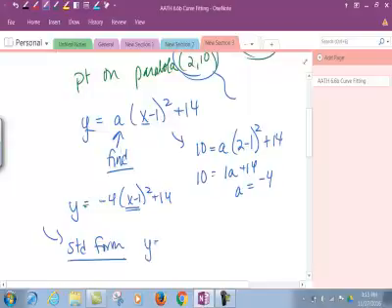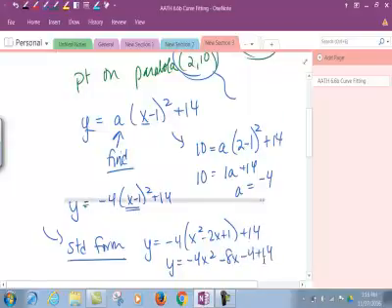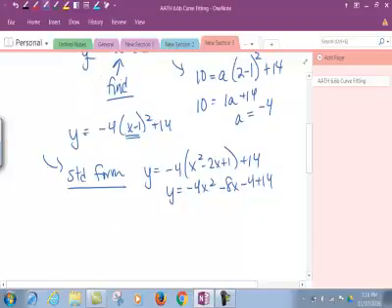So here we go, y equals -4, and then I get (x squared minus 2x plus 1). Don't forget the parentheses so that you hit each of them with a -4. So I get y equals -4x squared plus 8x minus 4 plus 14. So the final answer, this quadratic in standard form, is y equals -4x squared plus 8x plus 10. Okay, and that's the answer.